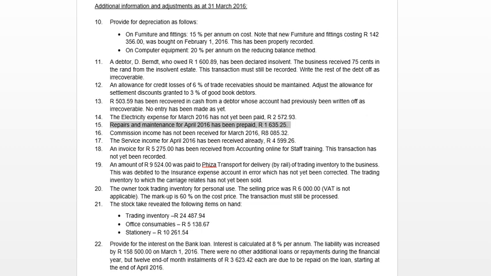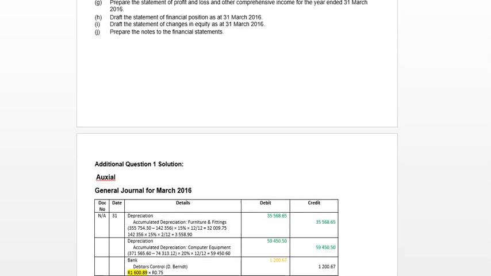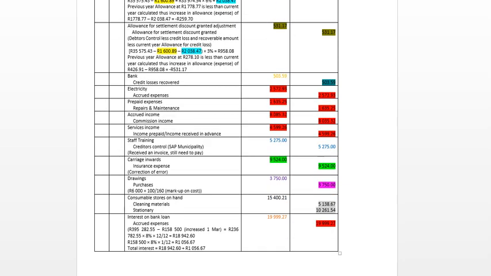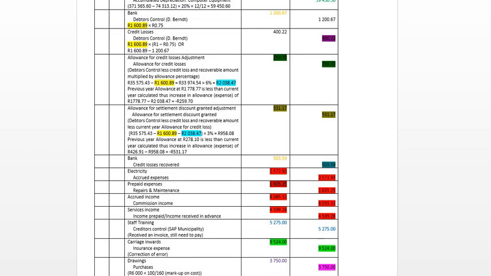Then we've got repairs and maintenance for April has been prepaid. So again, this was an expense which we incurred, but this expense relates to the next financial year. So it's the prepayment, prepaid expenses. So we made this expense, but now our expenses have to decrease because it doesn't relate to the current financial year. So we're going to credit our repairs and maintenance by 1,635 and 25 cents, and we will debit our prepaid expenses in our current asset. Okay.